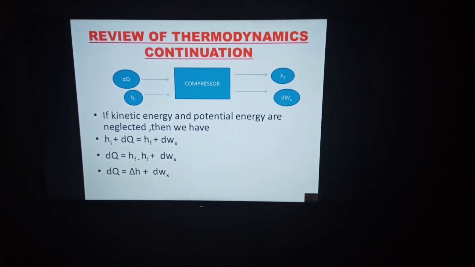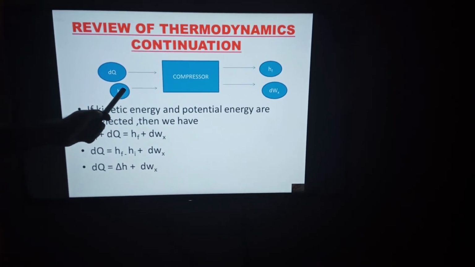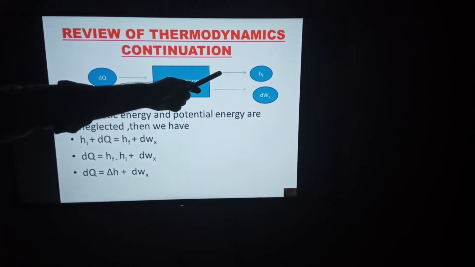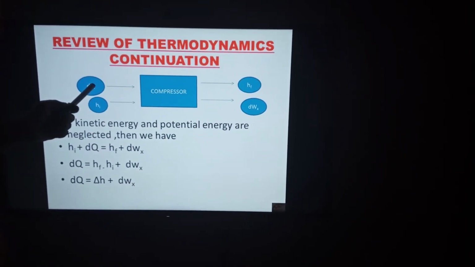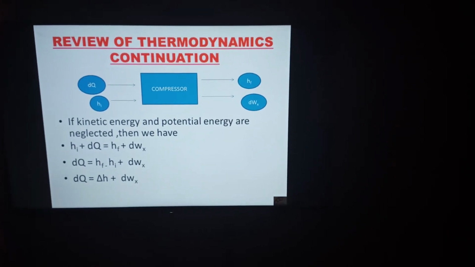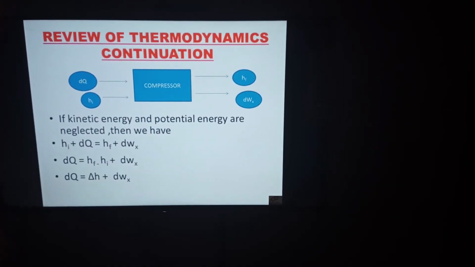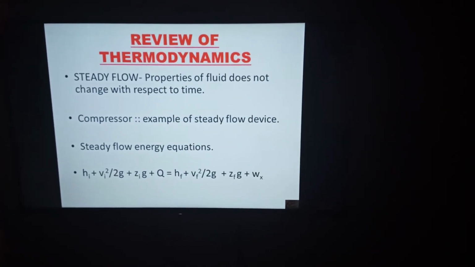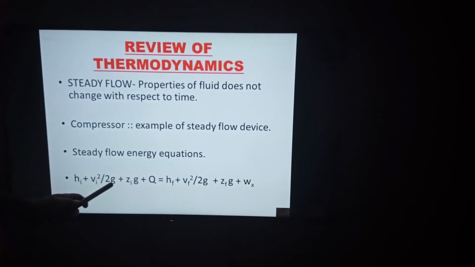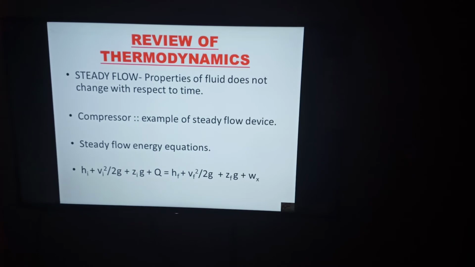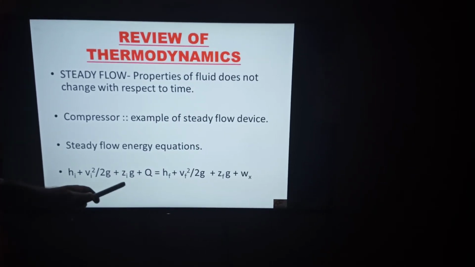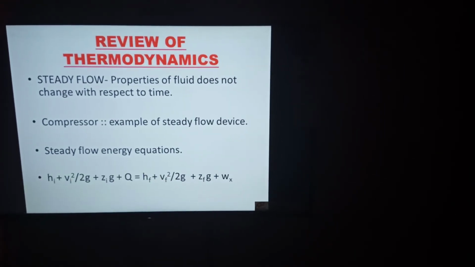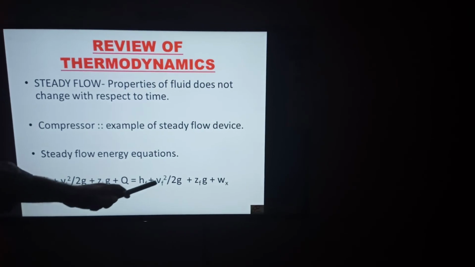Now this represents a compressor. Hi represents the enthalpy of the entering fluid, and Hf represents the enthalpy of the leaving fluid. dQ represents the rate of heat transfer into the compressor, and dWx represents the rate of shaft work from the compressor. In a compressor, the magnitudes of kinetic and potential energy are negligible. So when you neglect these two terms, you are left with Hi, Q, Hf, dW.